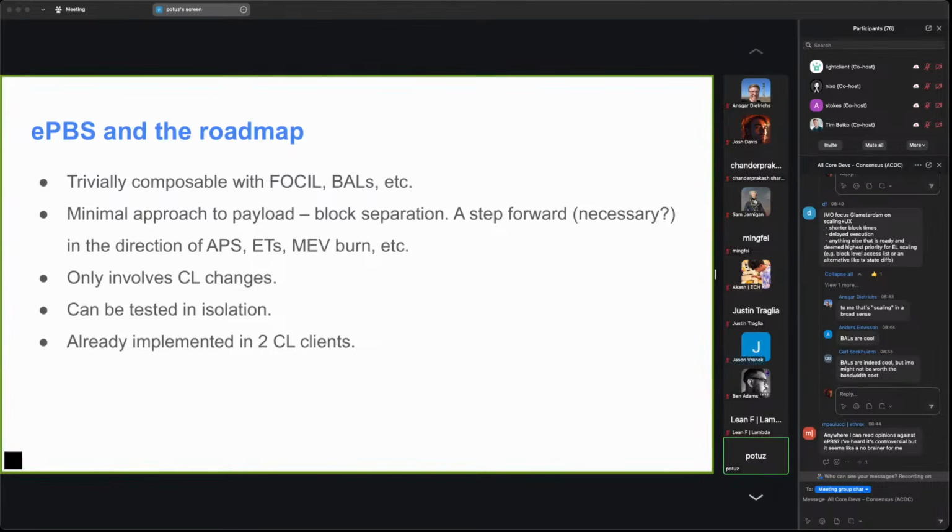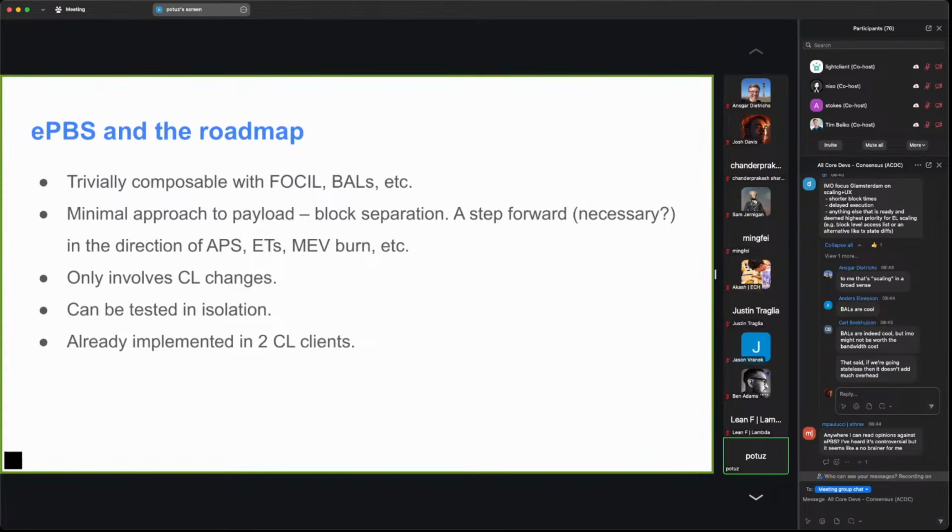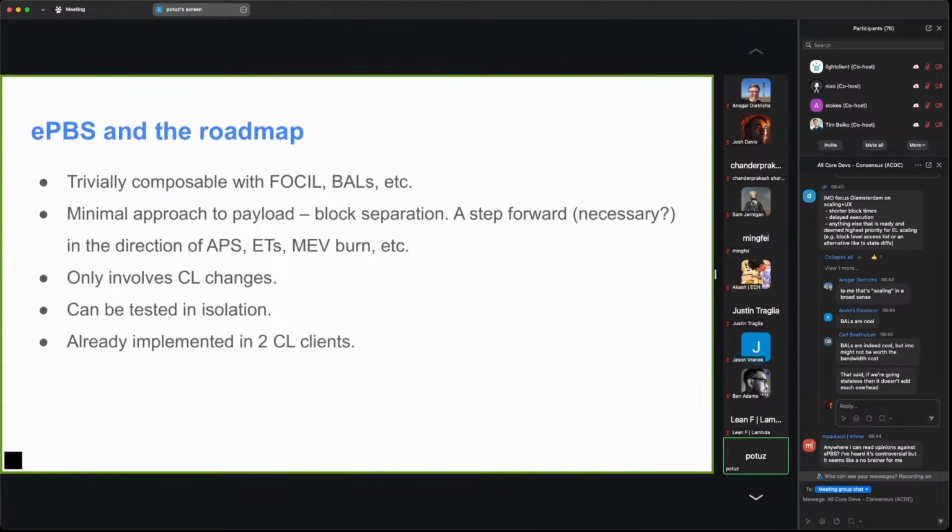As it stands today, it only involves CL changes. It does not touch the EL at all. It doesn't even touch the execution engine if you do this correctly, in the sense that when the consensus layer gets the block, it doesn't even talk to the EL to validate it. There's not even a single message to the local EL. It can be tested in isolation because of this property. So whatever the EL is doing in a fork, we can just test ePBS separately at that time.